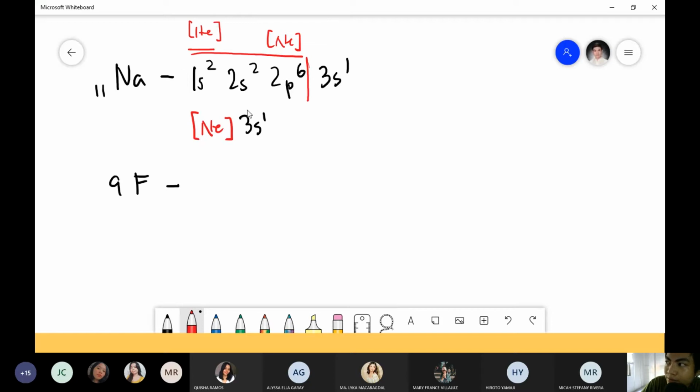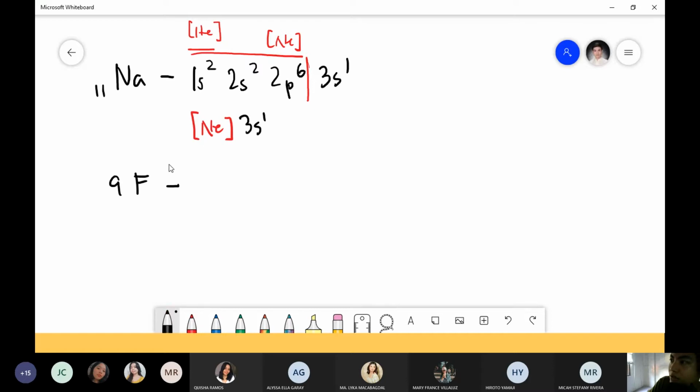So that means these electrons here are our core electrons, and this one here is our valence electron. Okay, the valence electron is outside the core electron. Okay, so again, when I say core electron, I'm referring to the noble gas configuration. Okay, and anything outside the noble gas configuration is the valence electron. Okay, so that's the electron configuration of sodium.